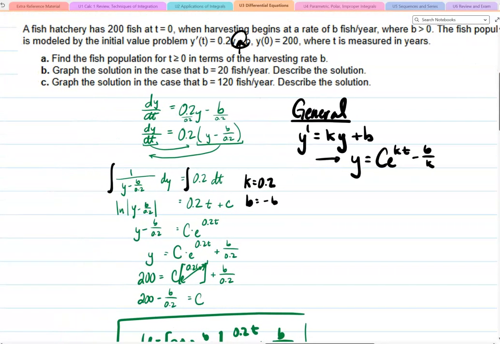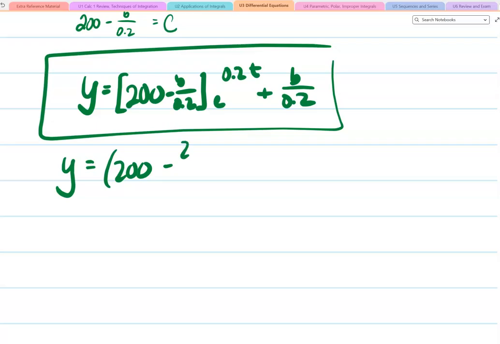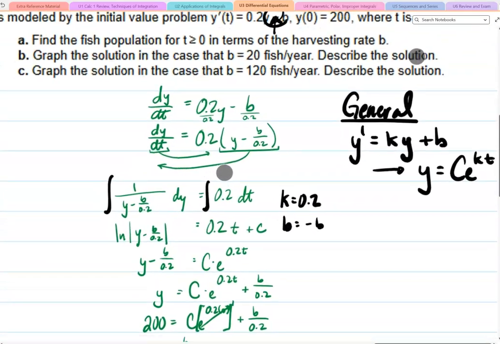So interestingly, in part B, I'm not going to worry about graphing it here. I think you would choose the graph on Math Excel, the one that fits the best. But interestingly, we're saying that we're going to harvest 20 fish per year. So if we evaluate this function at 20, so 200 minus 20 over 0.2, e to the 0.2 plus 20 over 0.2. And does it give us a time? No, it just says in general.